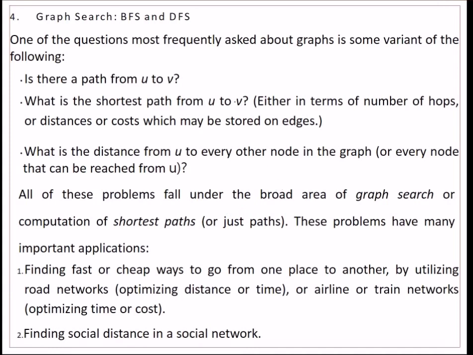Then coming to our graph search, BFS and DFS. One of the most asked questions about graphs is: is there a path from U to V? What is the shortest path from U to V? What is the distance from U to every other node in the graph? All these kinds of questions and problems fall under the broad area of graph search or computation of shortest paths. These problems have many important applications, like finding fast or cheap ways to go from one place to another, utilizing road networks or airline or train networks. That is, we want to optimize the time and cost.